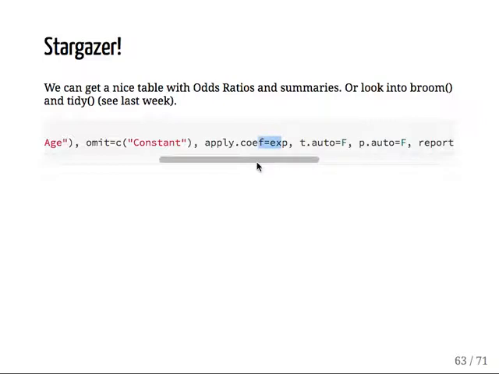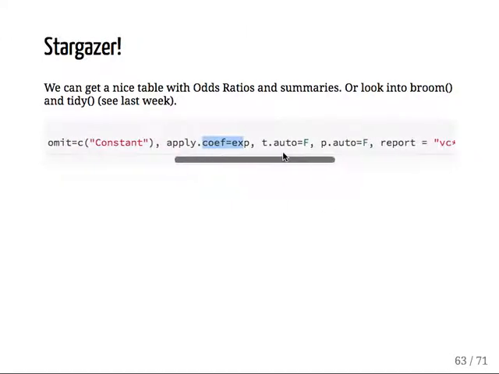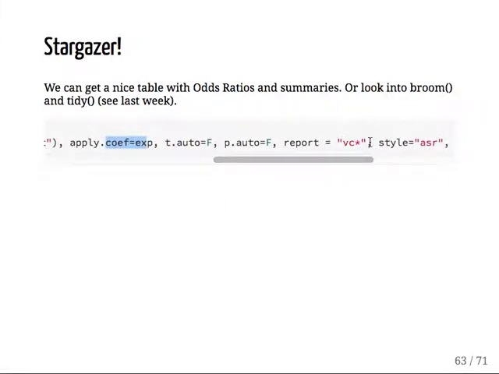If we do this, apply.coef, this will make the coefficients exponential. We don't want to do that for the t values and p values, so this is set to false. Otherwise it would do an exponential transformation also for our t values and our p values, and that's not what we want. So we can still report the star style significance, but if you just left those, those values wouldn't be correct because you applied a transformation to your models.